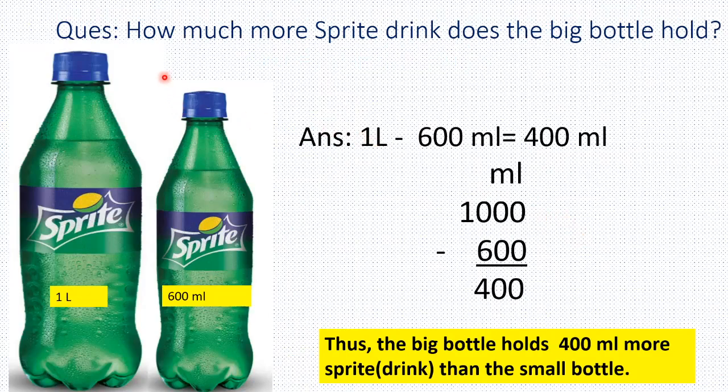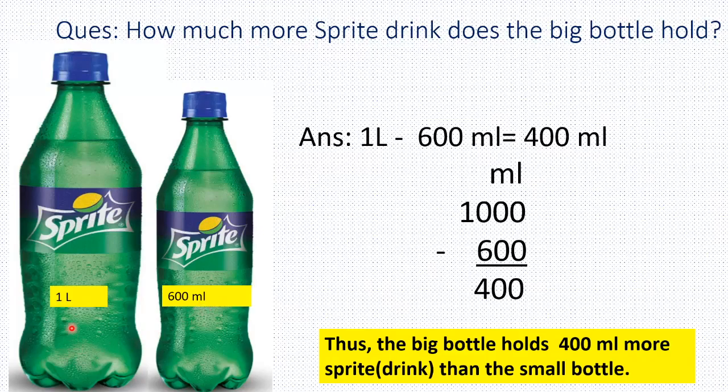Look here children, your question is how much more Sprite drink does the big bottle hold? So this one is the big bottle and the capacity of this bottle is 1 liter, and this one is a small bottle. The capacity of this bottle is 600 milliliter.